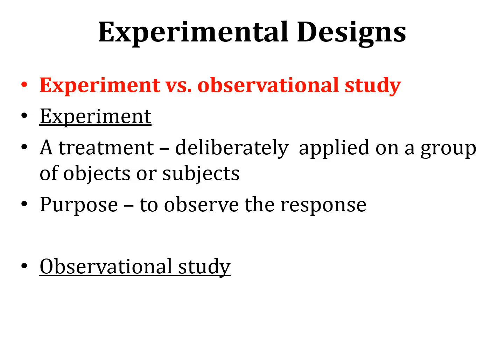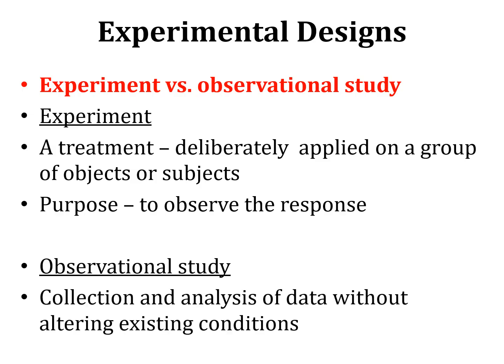While in case of observational study, you collect and analyze the data without altering existing conditions. So in this case, you're not applying any treatment, right? So you don't define a treatment, you don't apply a specific treatment to see the response of that treatment. Rather, you collect the data which is present as such, and you do the analysis on that data. So there is a difference between the experiments and the observational studies. In an experiment, you define a treatment, you deliberately apply the treatment onto your group of objects and subjects to see the response to that treatment. While in case of observational studies, you are not going to apply any treatment.